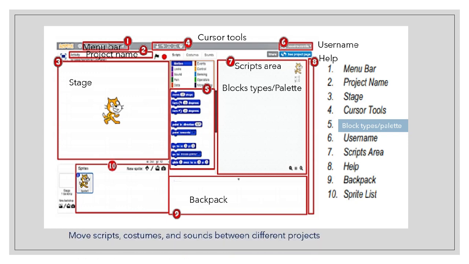And the next part is the backpack. A backpack is used to move scripts, costumes, and sounds between different projects. And the next part is the sprite list. The sprite list gives the thumbnails of all the sprites in the current Scratch project. For each sprite, it shows the sprite's name, how many scripts it has, and how many costumes it has. Alright, these are the parts of a Scratch program. Please do watch part 2 of this video, wherein I'm going to demonstrate how to create a Scratch program.